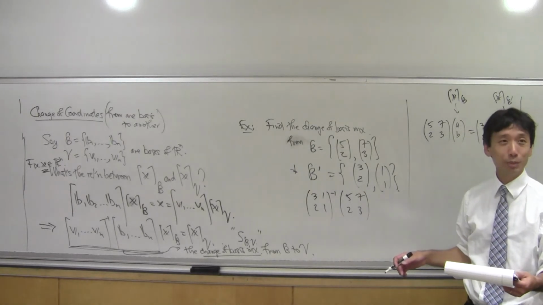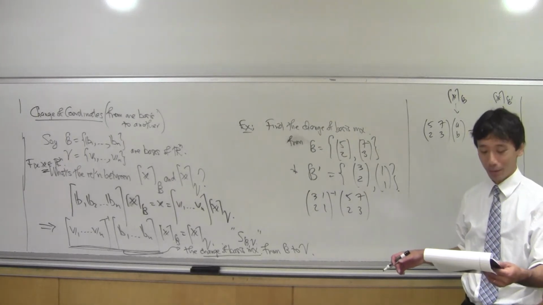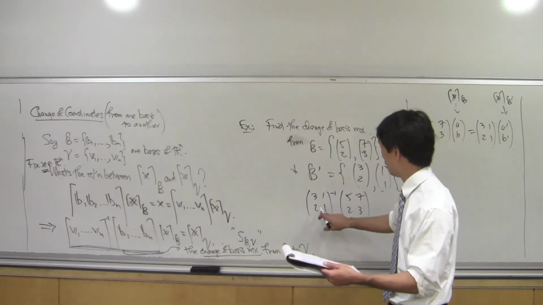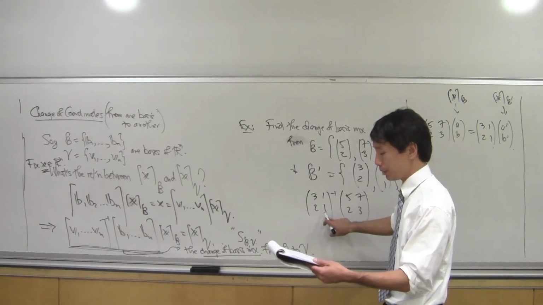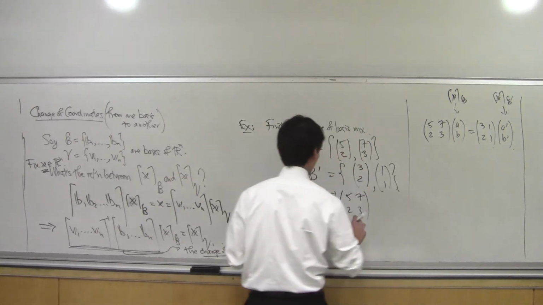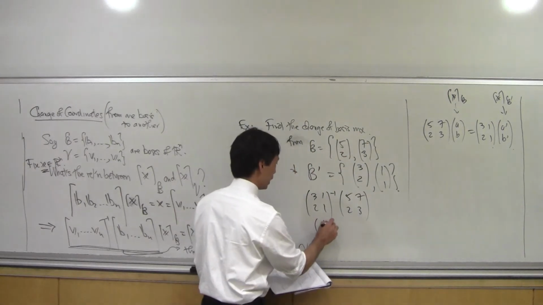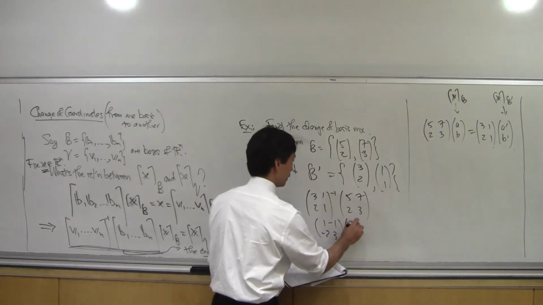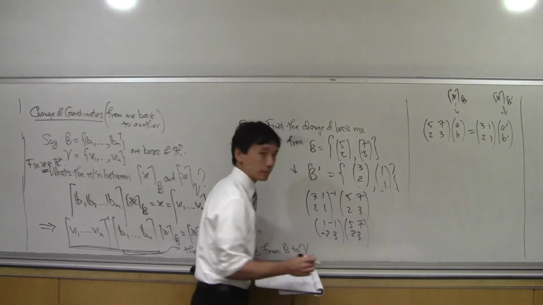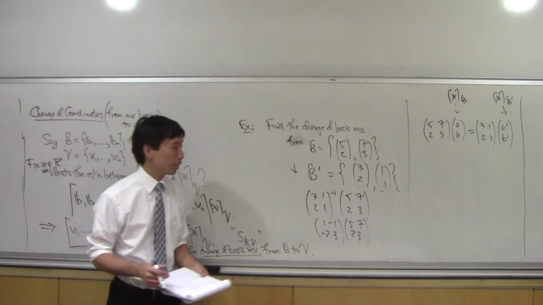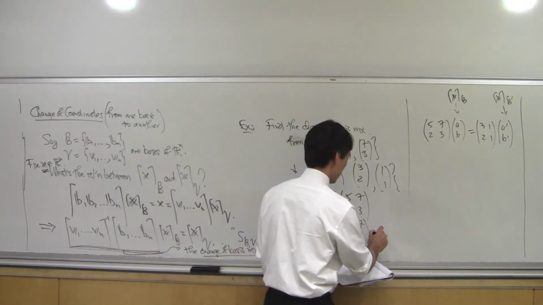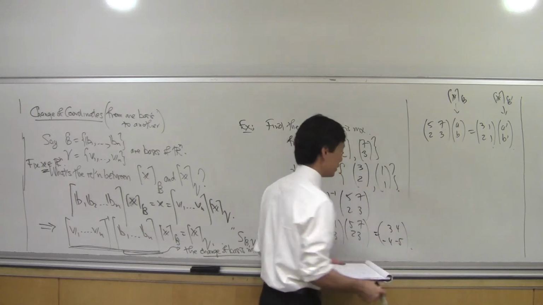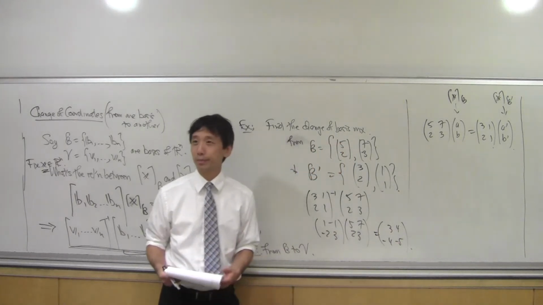Did somebody finish it? What do you get? I got 1, minus 1, minus 2, 3 for the inverse. So you get 1, minus 1, minus 2, 3. Yeah, which turns out, I think, to be 3, 4, negative 4. So this is your transition matrix.